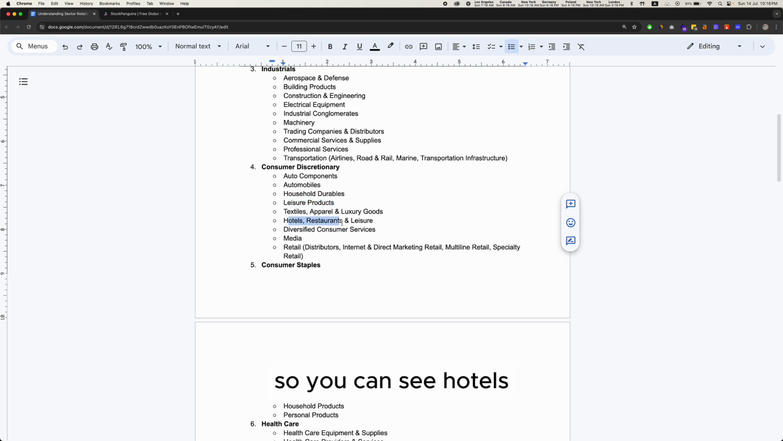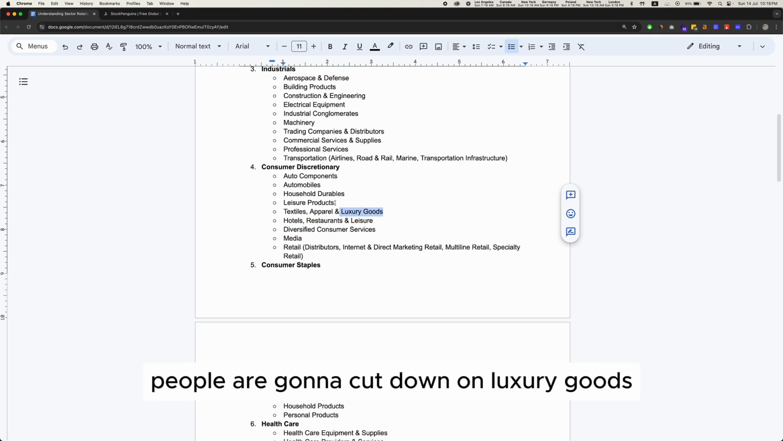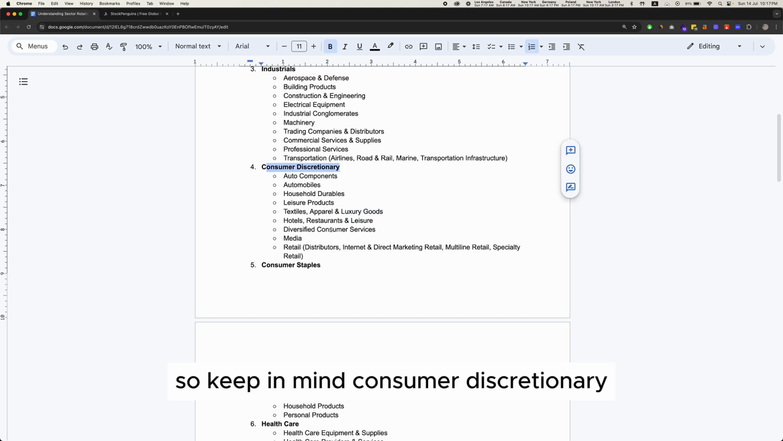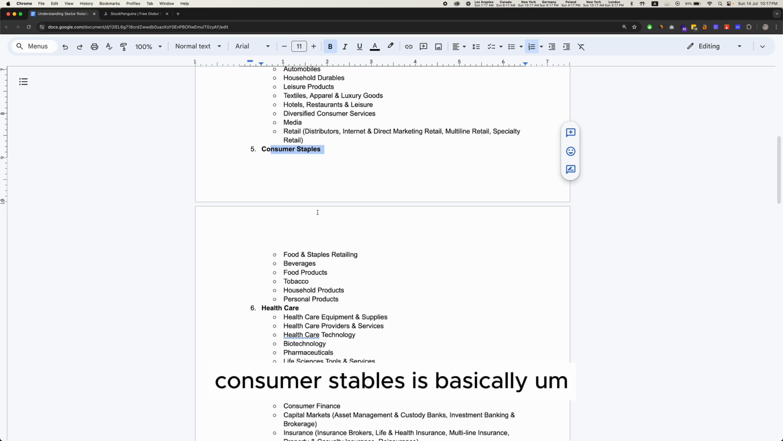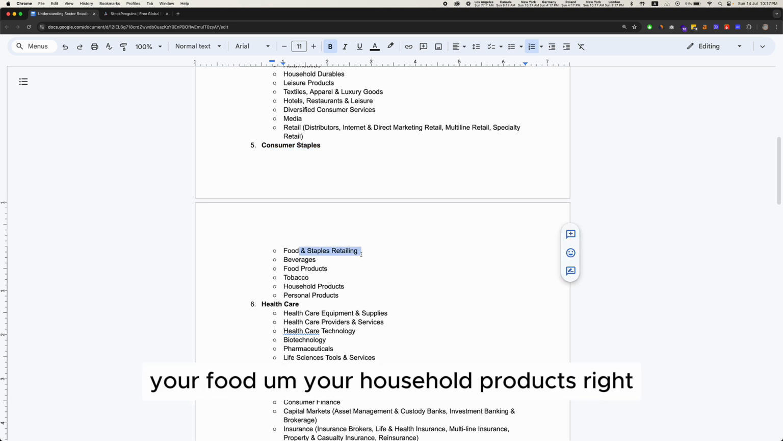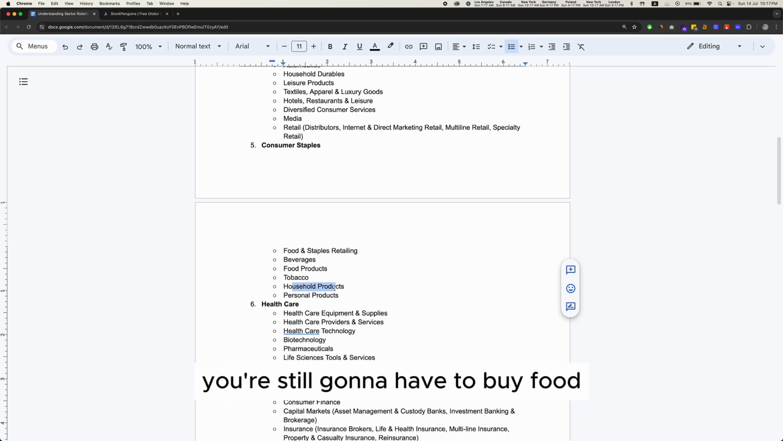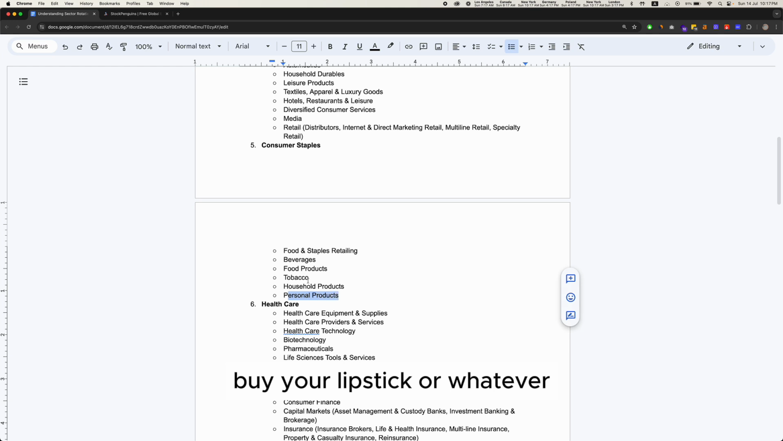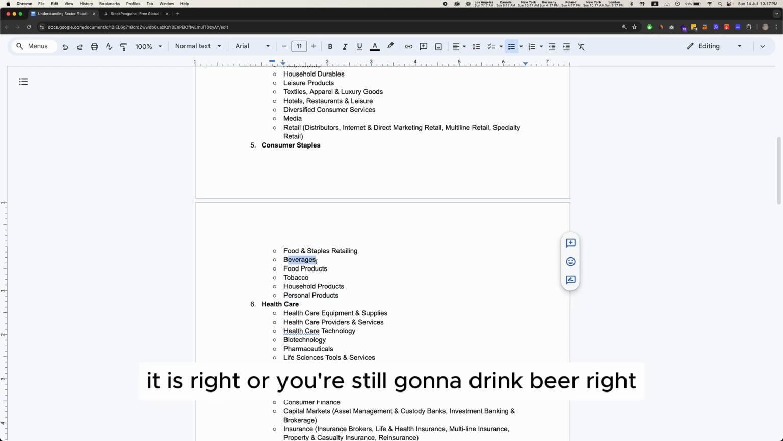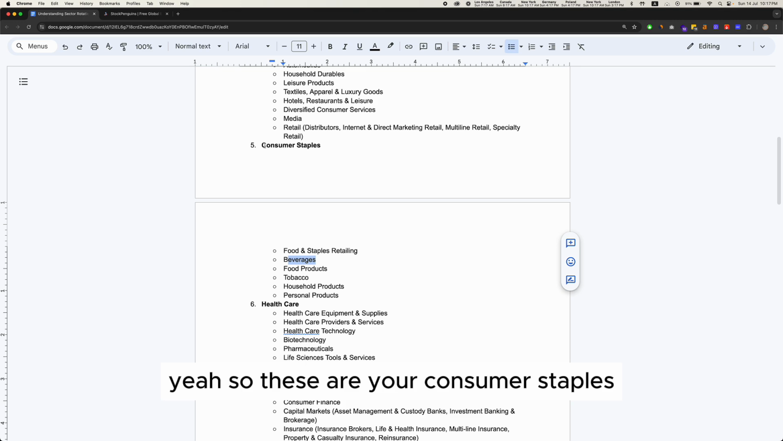So you can see hotels, leisure. In a bad economy, for example, people are going to cut down on leisure. People are going to cut down on luxury goods. So keep in mind, consumer discretionary. Consumer staples is the opposite of that. Consumer staples is basically your supermarket chains, your food, your household products, right? In any economy, for example, you're still going to have to buy food. You're still going to eat. All right. In any economy, you're still going to buy your lipstick or whatever it is, right? Or you're still going to drink beer, right? Yeah. So these are your consumer staples.